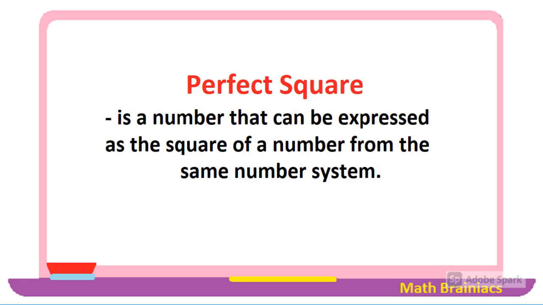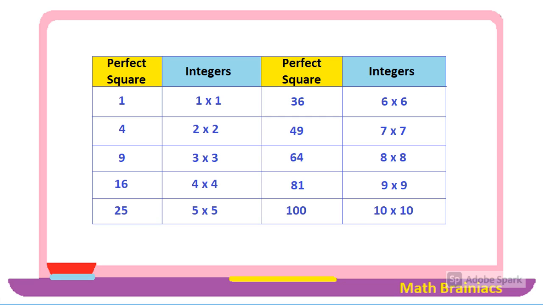Perfect square is a number that can be expressed as the square of a number from the same number system. Let us study some examples of perfect square. 1 is the perfect square of 1 and 1, while 4 is a perfect square of 2 by 2. 9 is a perfect square of 3 times 3, and 16 is a perfect square of 4 times 4. I want you to remember that perfect square is the product of the numbers multiplied by itself.